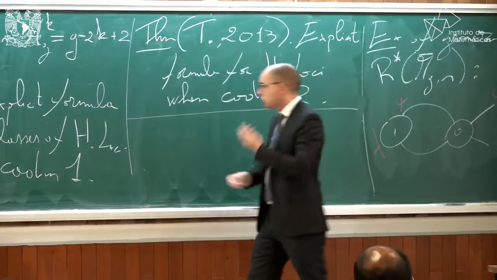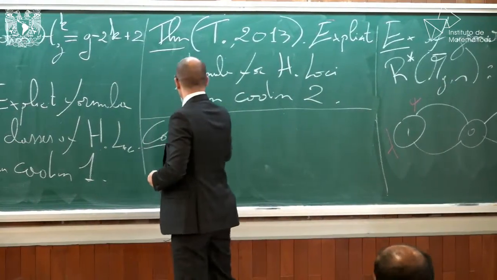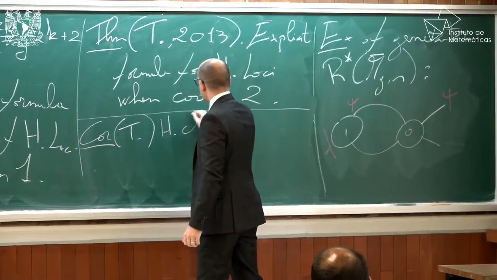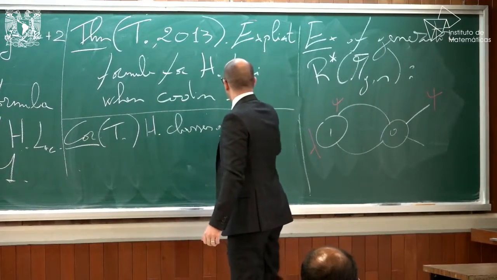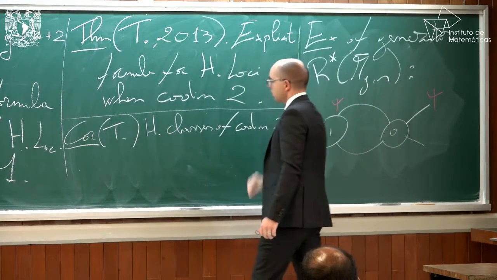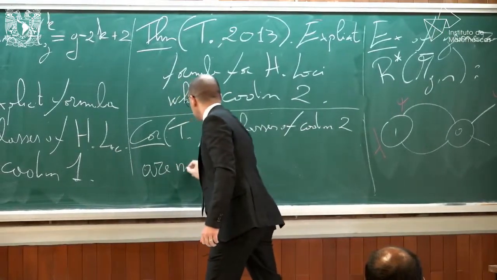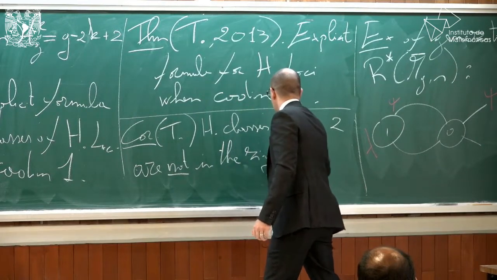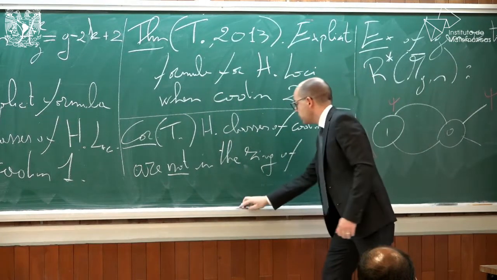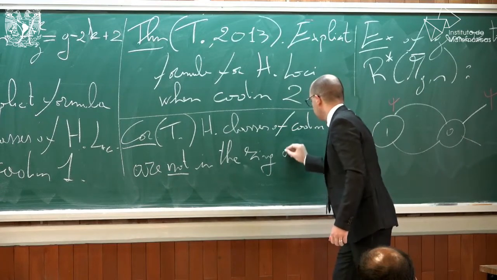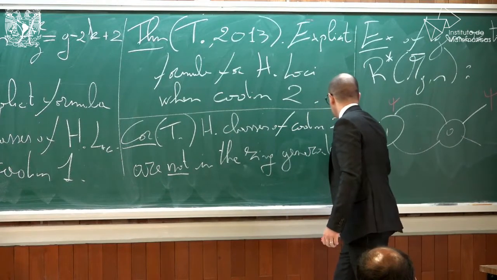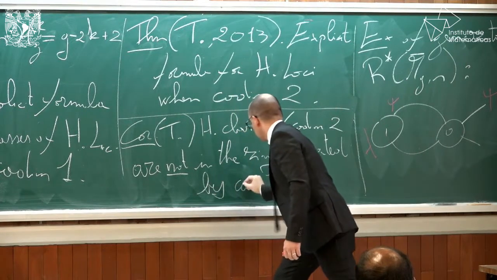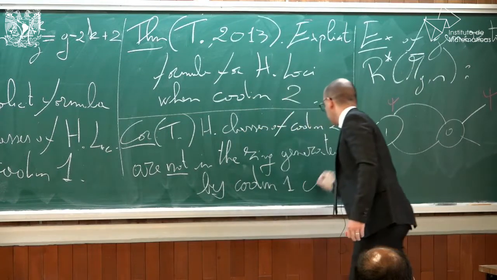So the first consequence is the following. Corollary: the Hurwitz classes of codimension 2 are not in the ring generated by codimension 1 classes.